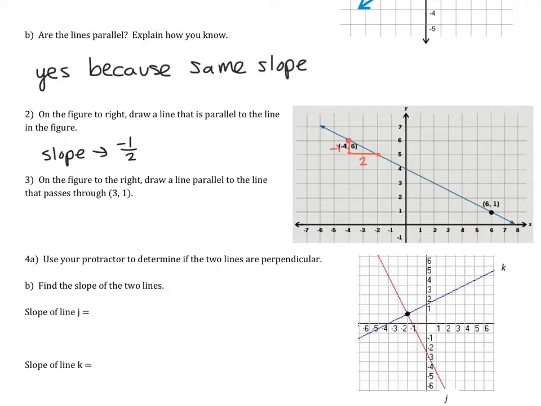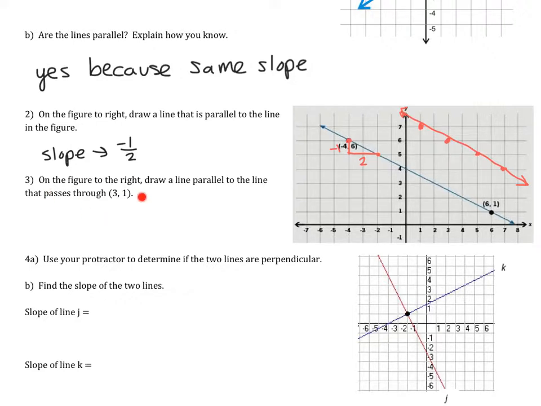So I can start anywhere I want on my graph because I am making a line that is parallel to this one. So pick a point anywhere. So I'm going to say, how about right here? And then I'm just going to follow my slope of -1 over 2. So I keep going down 1 over 2, down 1 over 2. And then if I connect my points, I see that this line is parallel to my original line.